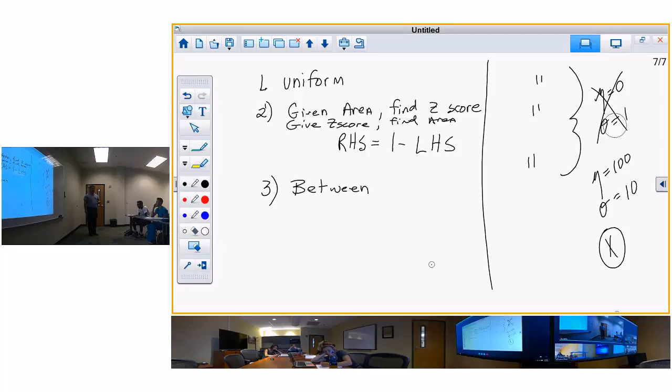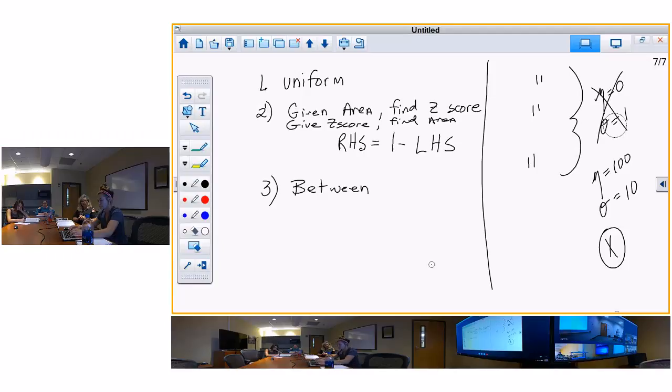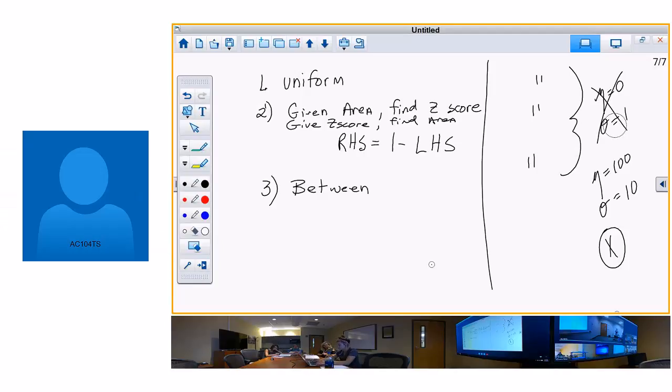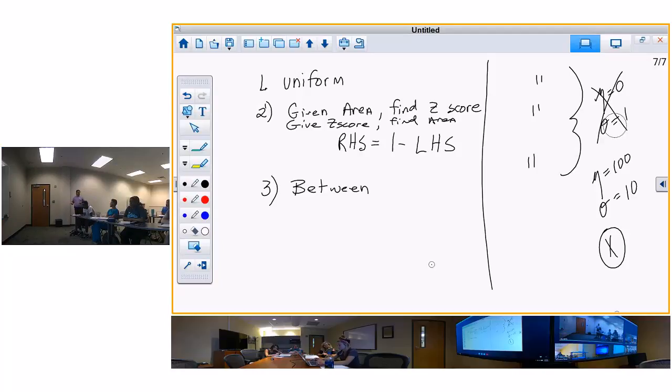Because let's say we're talking about IQ tests, and 30% of the population is above 150. What percentage of the population is going to be between, say, 37 and something? You're going to have to change 37 into a z-score, then look it back up, or type it in your calculator as a z-score.